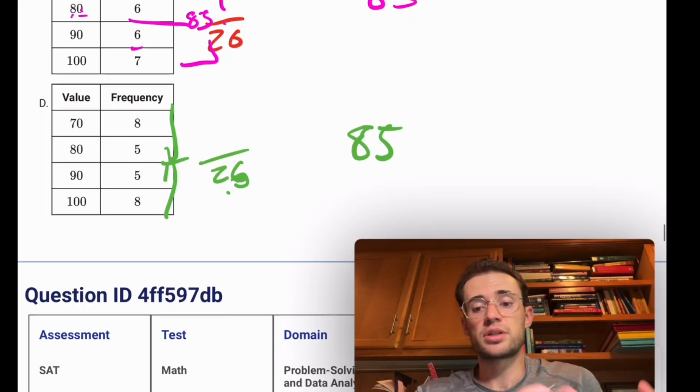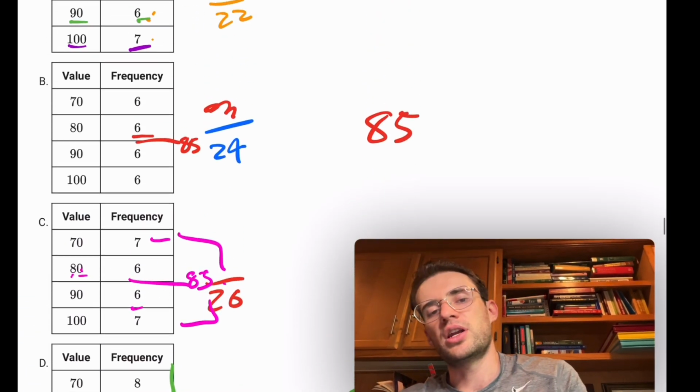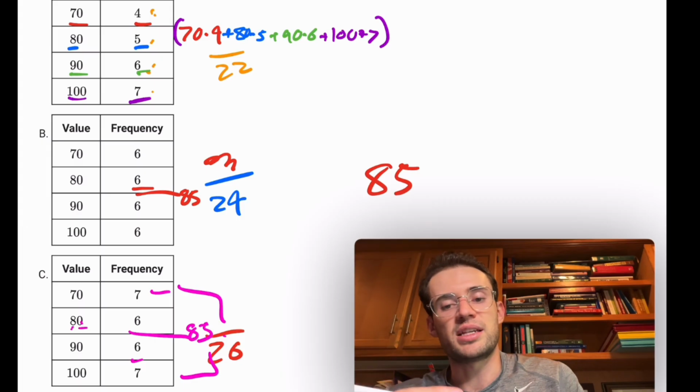Now, if you want to just do this calculation to feel more comfortable about it, that's fine. But if these are all 85, for one, I already know the answer's got to be A, because you can't circle B, C, and D.